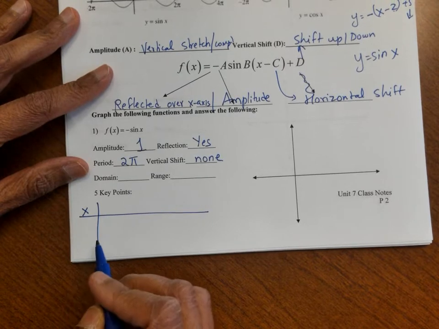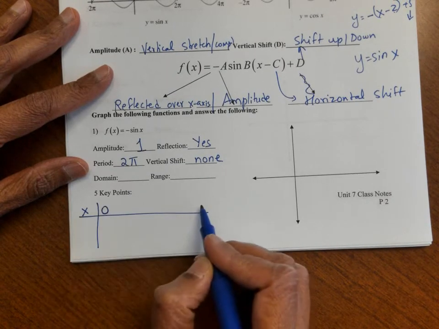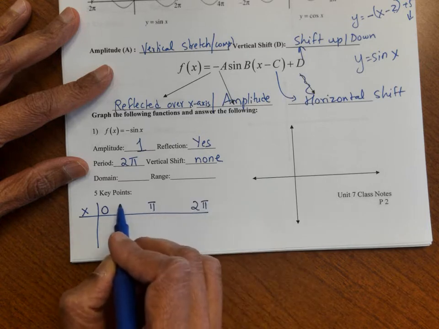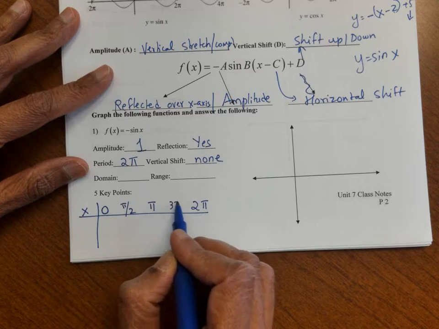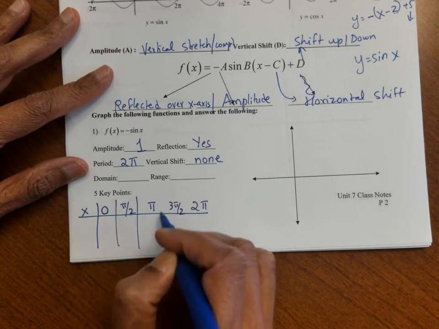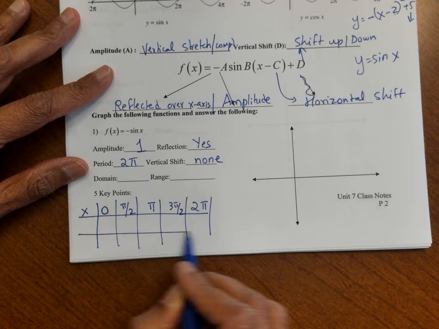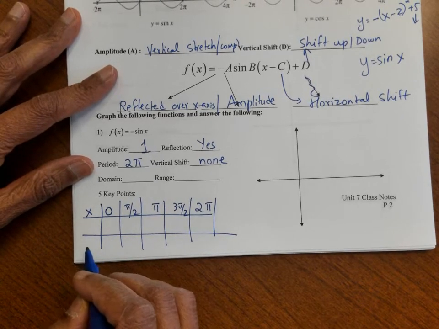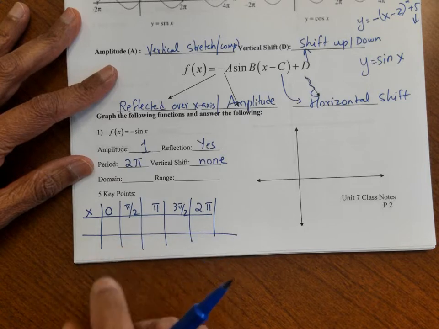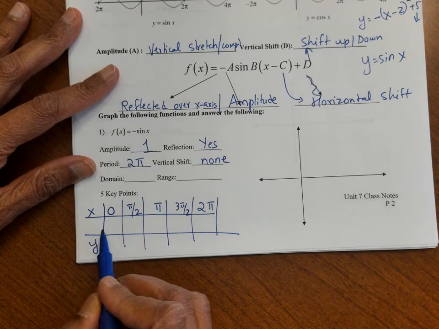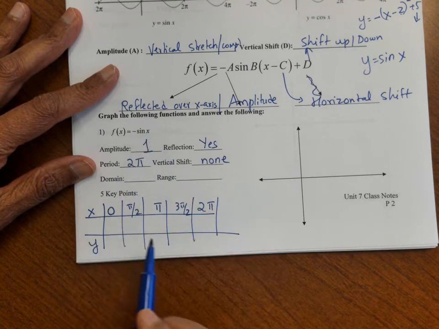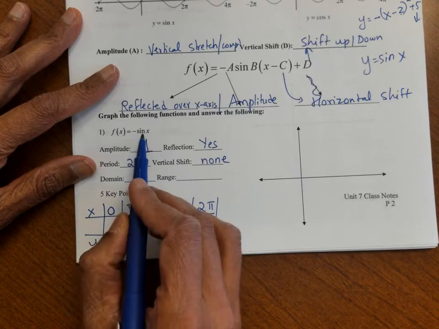So the 5 key points are always 0, the beginning point, the end point, the midway point, the quarter-way point, and the 3/4 point. And for the y values, I'm going to give you 2 y values. One is going to be the parent, and then I'm going to write the transformation to the y. The transformations to the y are the a and the d, and we'll talk about that. But let's first write down the parent y values for the sine.